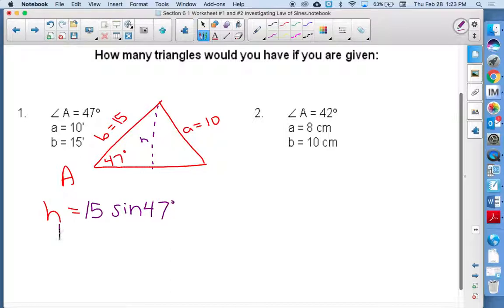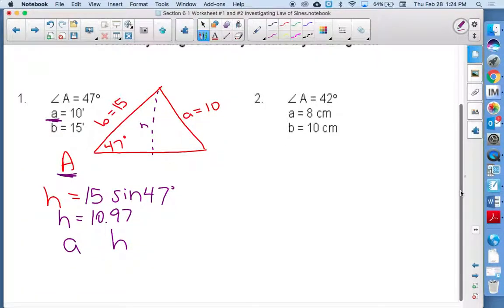And Brandon, that is? That is not written down on my paper. Chelsea? 10.97. So you have the height calculated. When you're comparing, the first comparison I would suggest making would be the side matching the angle. So side A matches angle A, and I would compare that with the height first. And Brandon, how does side A compare with the height? A is less than the height. And if it's less than the height, what does that mean about the triangle?